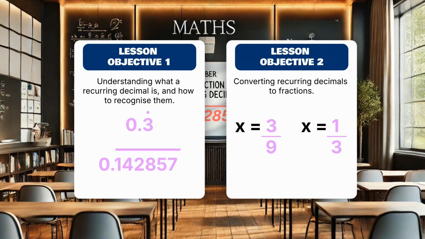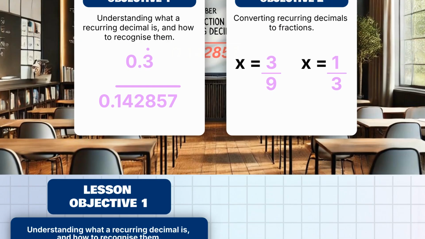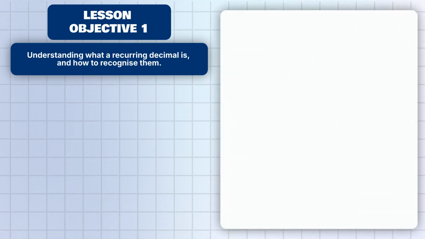Understanding recurring decimals is crucial, as it allows us to express infinitely repeating decimal sequences in a more manageable and precise form. So without further ado, let's get started. First, we'll explore what recurring numbers are and how they are different from terminating decimals.